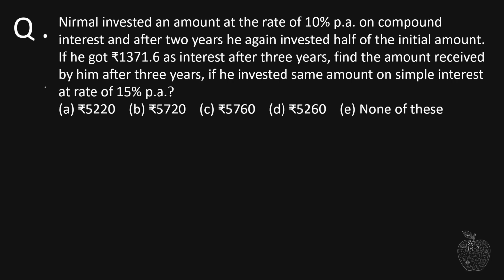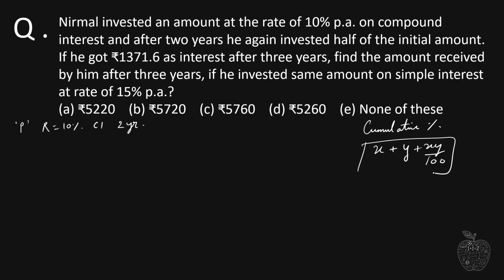Okay, now Nirmal invests an amount, let's say that amount is P, at a rate of 10% compound interest, and after 2 years. So first let's calculate the total interest for 2 years. In order to calculate this, I will use the cumulative percent formula, which is x plus y plus xy over 100. This is the formula for cumulative percentage.